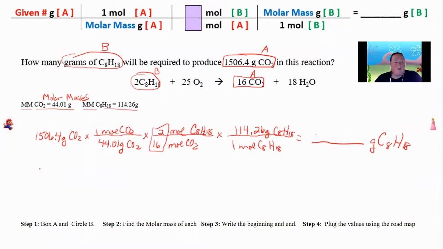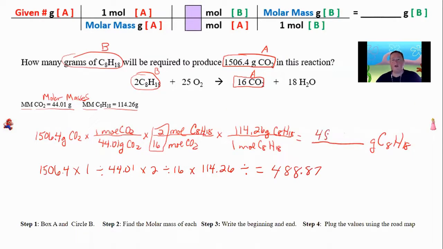And when we plug this into our calculator, we get 1,506.4 times 1 divided by 44.01 times 2 divided by 16 times 114.26 divided by 1 equals, and that gives us 488.87. So 488.87 grams of C8H18.